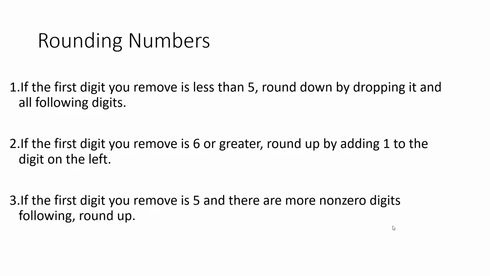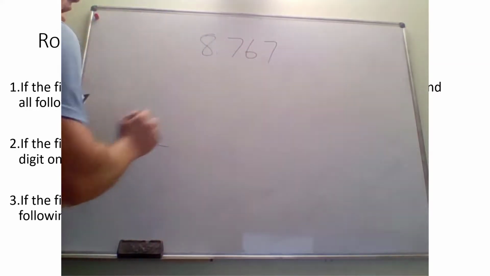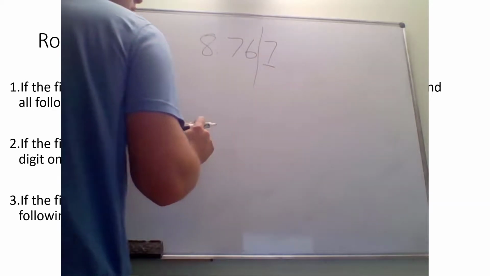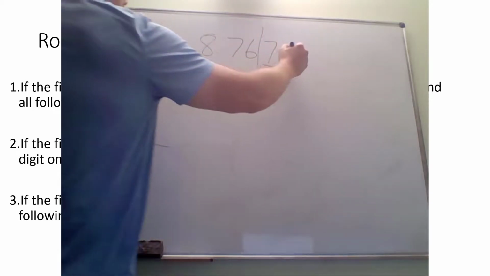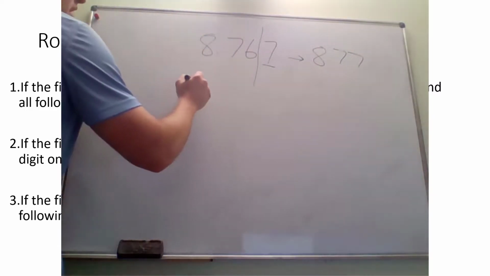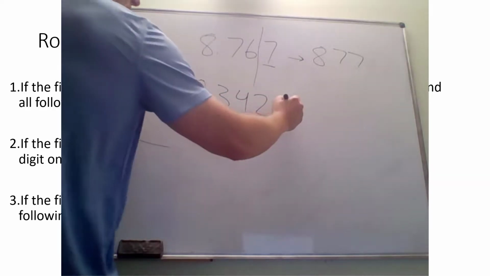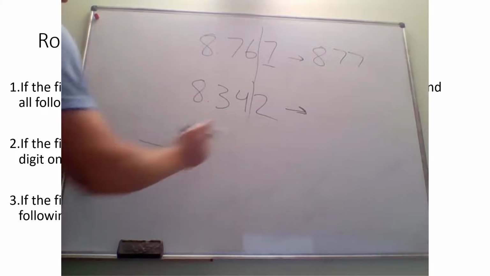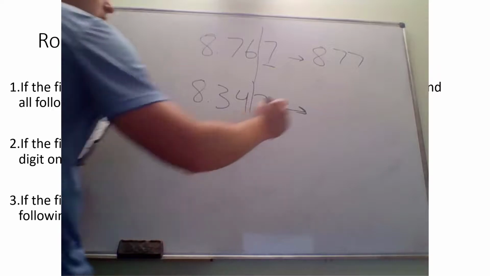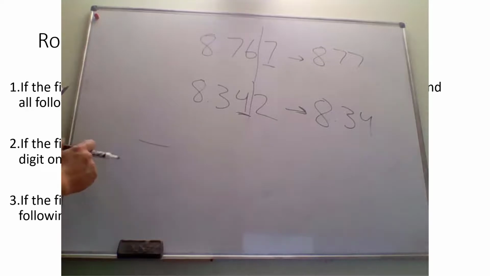Okay, so our cases here, if we say 8.767, and we're rounding to 3 sig figs here, since this value here is greater than 5, then we're going to round up. So this will now turn to 8.77. If we have a number 8.342, and we're rounding that to 3 sig figs again, since this number here is less than 5, we're going to round that down to 8.34. So rounding down means we do not change that digit.